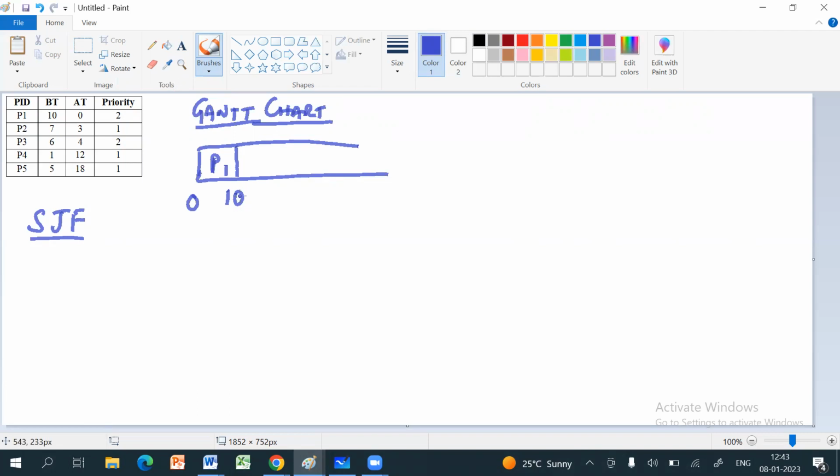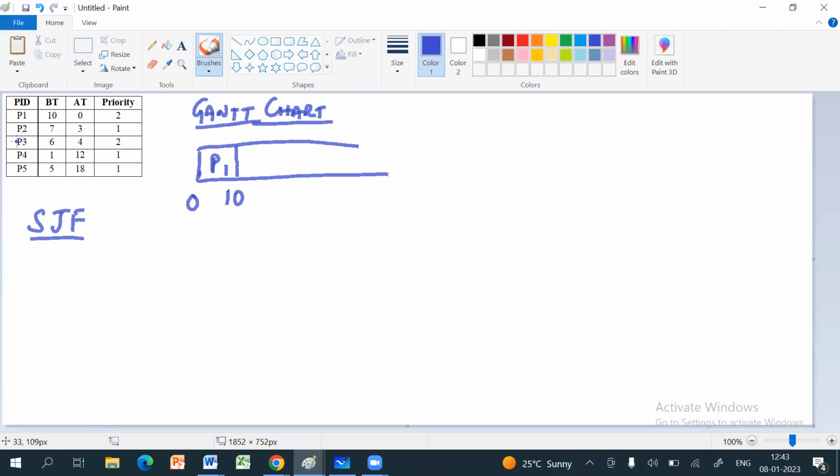Now in the meantime, the current time is 10. As you are able to see, P2 and P3 have arrived. P4 and P5 have not yet arrived because the current time is only 10, but they have arrival times of 12 and 18, so they are scheduled for a later point of time.